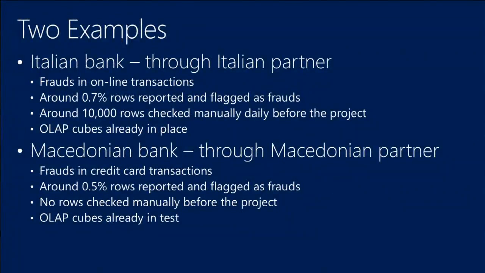These are these two examples. I could mention at least the countries, Italy and Macedonia, but I cannot mention anything else. And you see this Italian online bank had 0.7% of frauds in online banking. So what does it mean? It means that if you are checking 1% of transactions, you will get 1% of frauds if you use this random procedure, right? With selection helped by mining models, you get much better results.